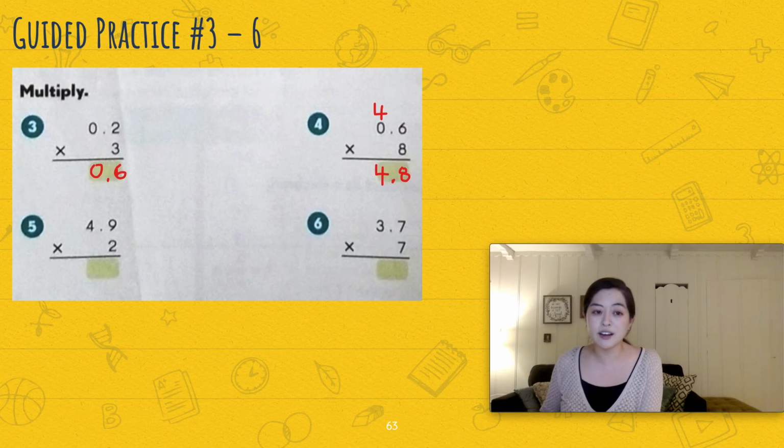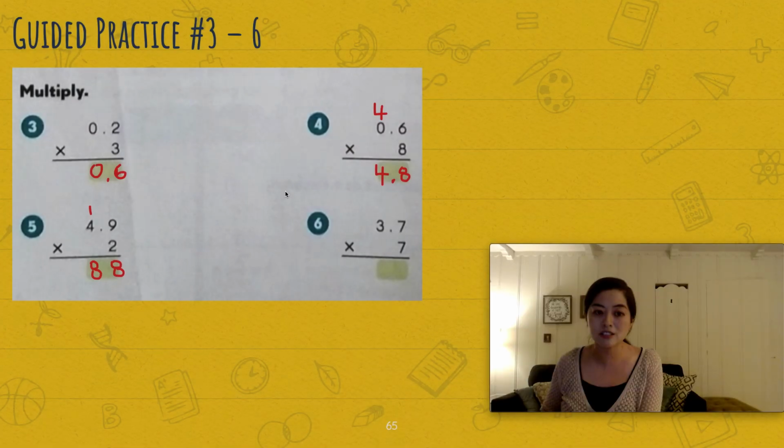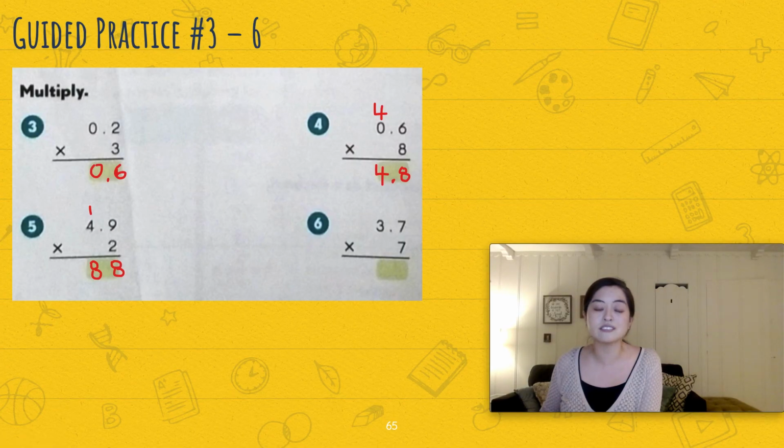Let's look at number 5. Number 5, I'm going to do 2 times 9, which is 18, over here. And then I'm going to do 2 times 4, which is 8, plus 1, which is 9. Oh, that's a 9, sorry, not an 8. And drop the decimal point, so it should be 9.8, not 8.8 here. Sorry, this is 9.8, not 8.8.